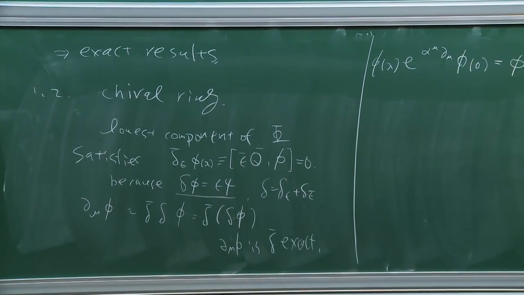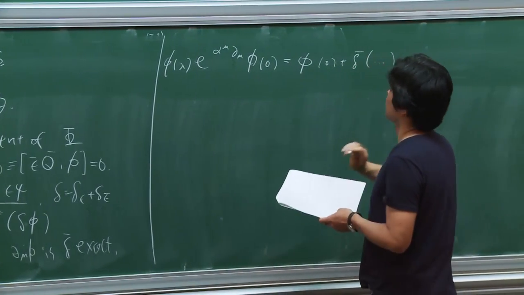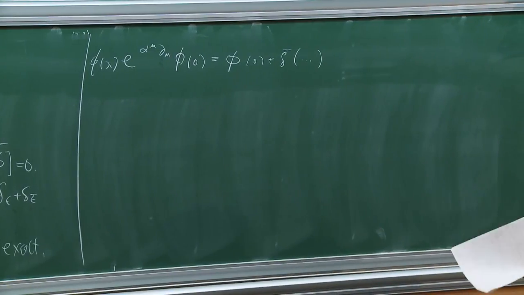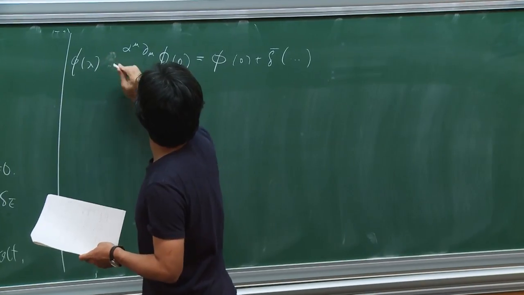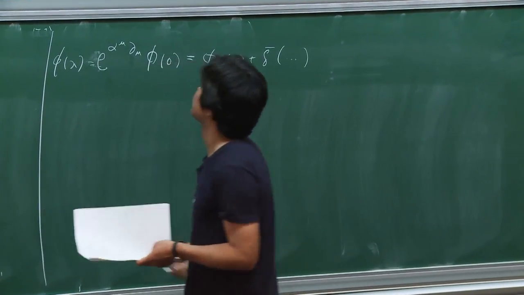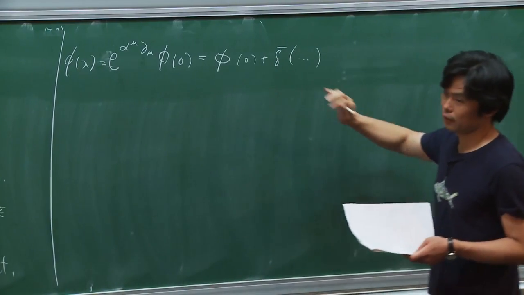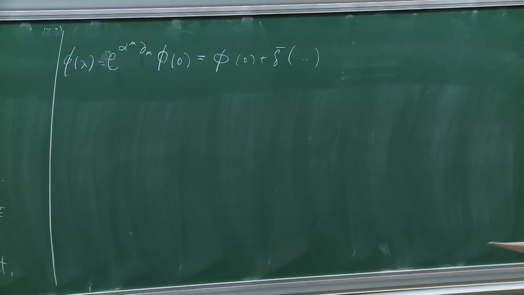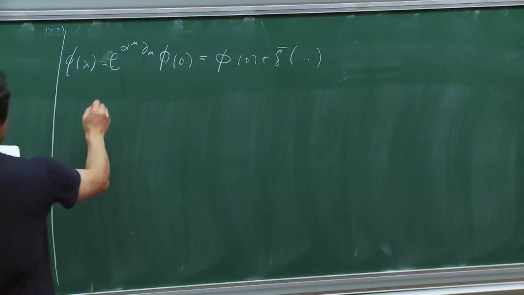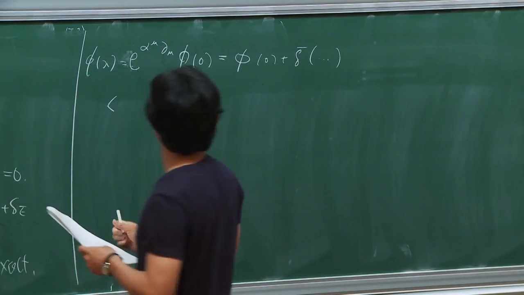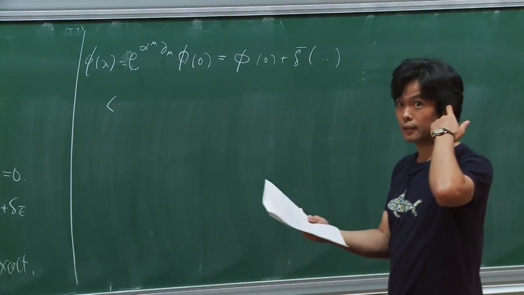So we can write this down. Phi at x is identified with phi at zero, up to Q-bar exact terms. So this gives you a chiral ring in a general N=1 theory.